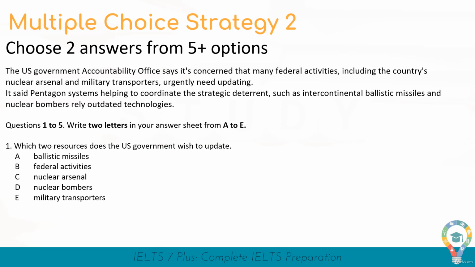Questions 1 to 5, and we have example question 1. Write 2 letters in your answer sheet from A to E. Which 2 resources does the US government wish to update? A. Ballistic missiles, B. Federal activities, C. Nuclear arsenal, D. Nuclear bombers, or E. Military transporters.